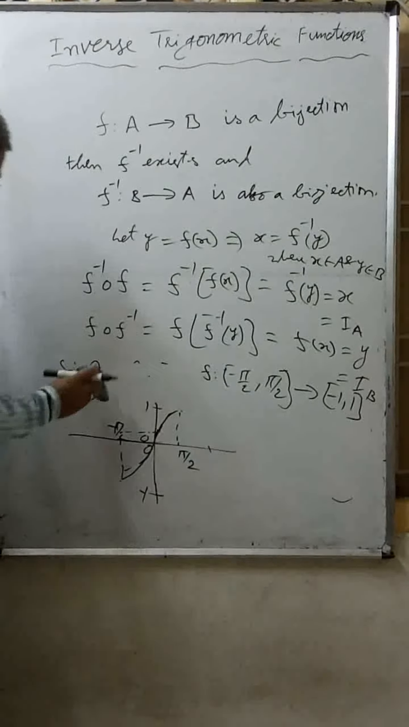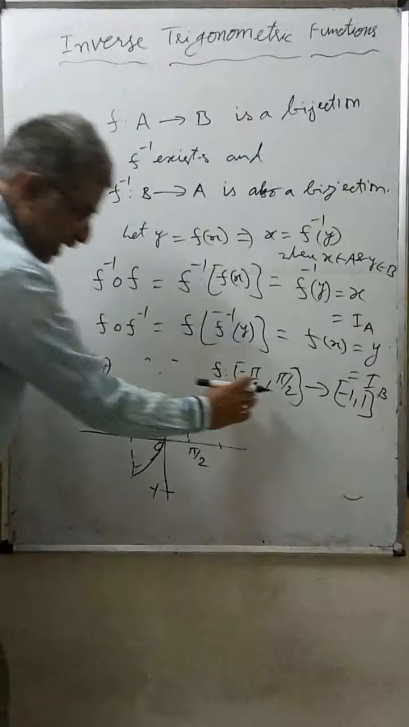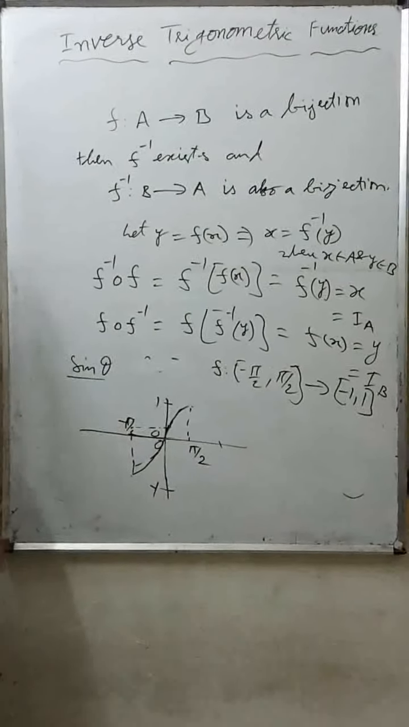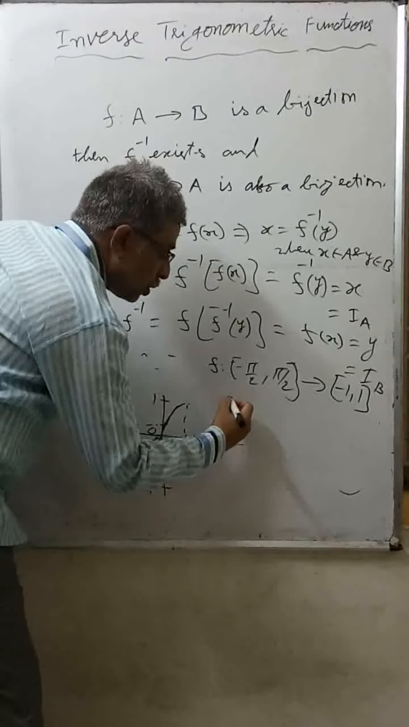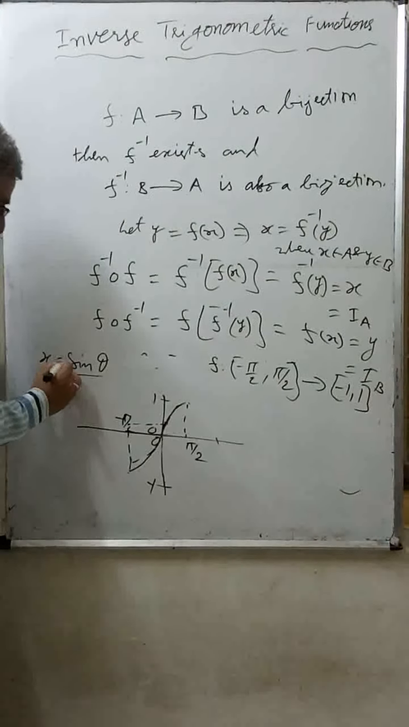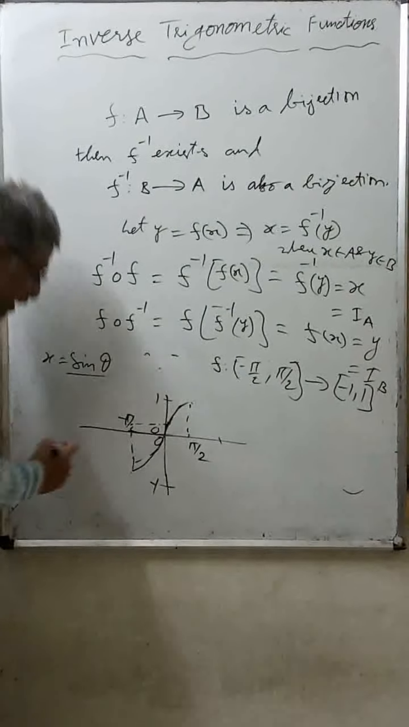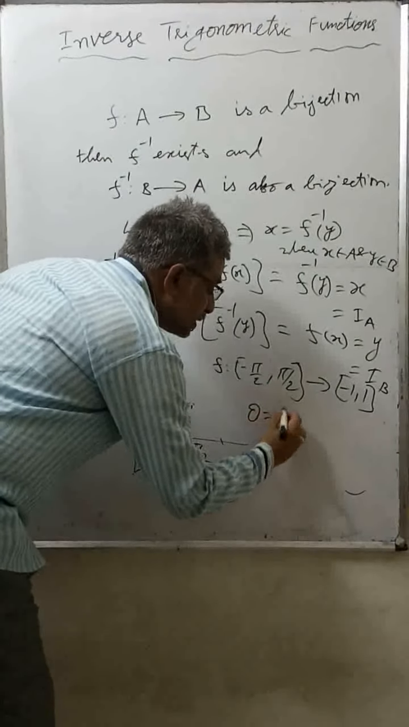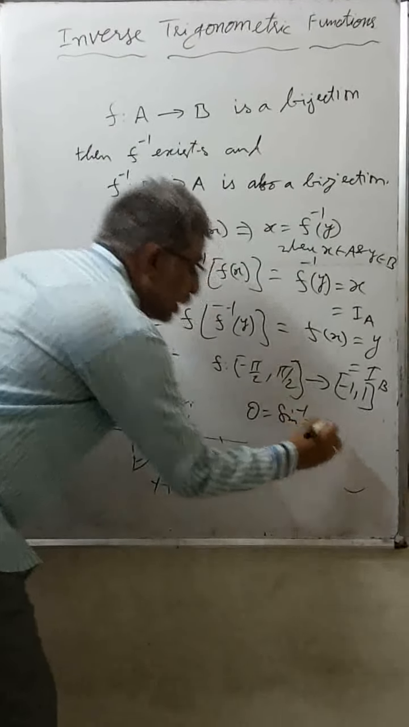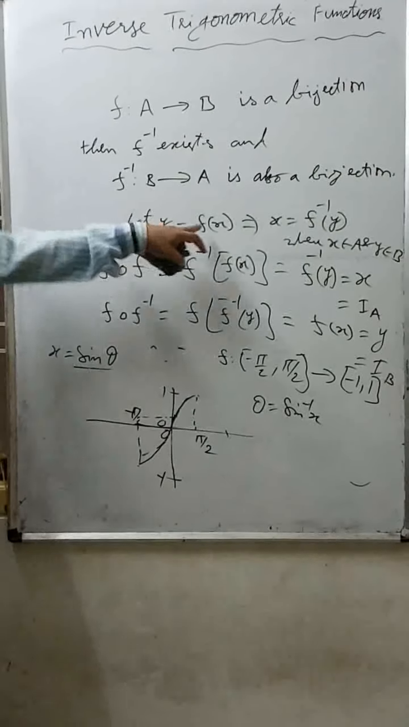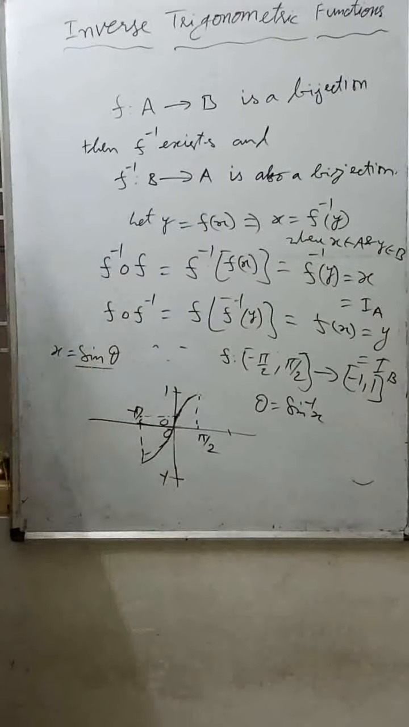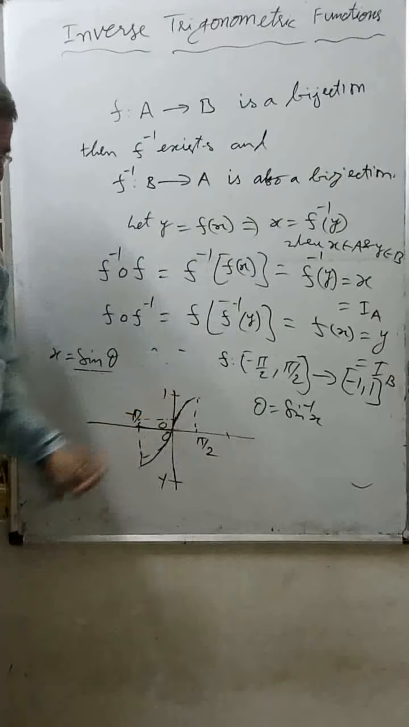So what I want to say is sin theta is invertible if I take this domain. So automatically, what happens to the sin inverse function? If I take x equal to sin theta, then theta becomes sin inverse x. Theta becomes sin inverse x, like this. Just as y is equal to f of x, x equals f inverse y.